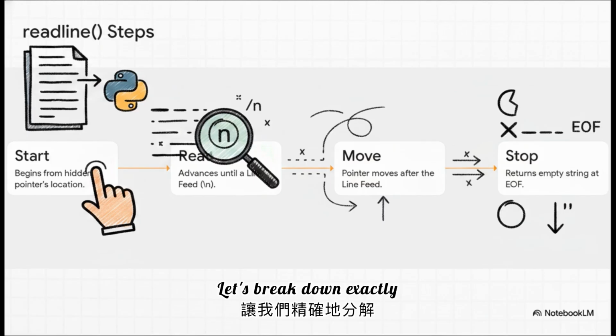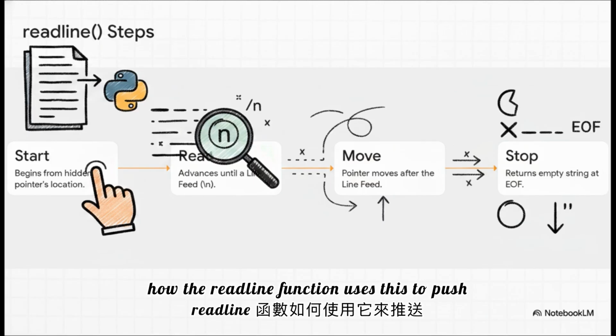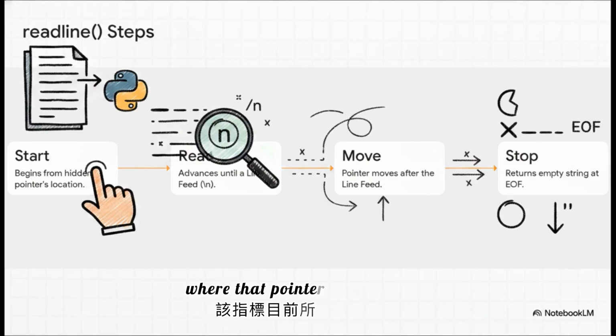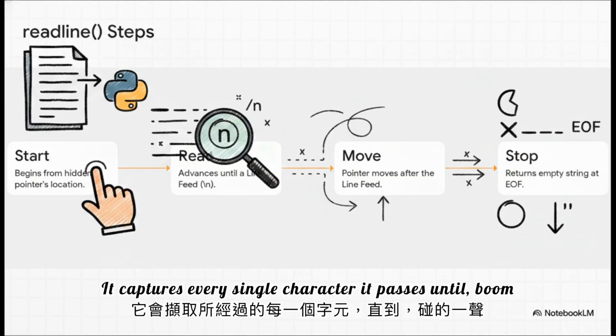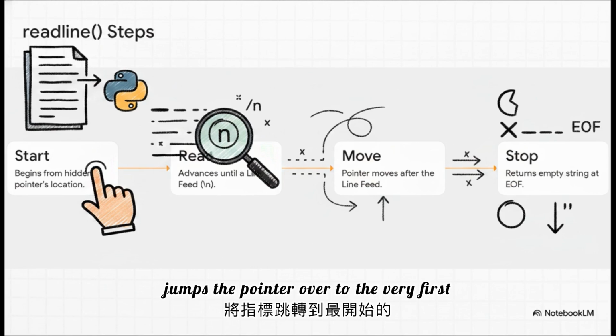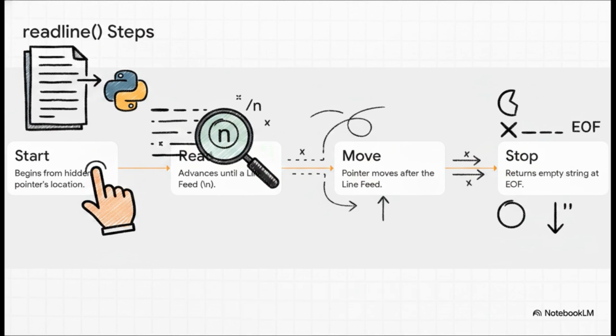Let's break down exactly how the readline function uses this to push through a document. When you call readline, it starts grabbing text exactly where that pointer currently sits. It captures every single character it passes until, boom, it hits one of those hidden line feed characters we talked about. At that exact moment, it stops capturing, jumps the pointer over to the very first character of the next line, and just waits.